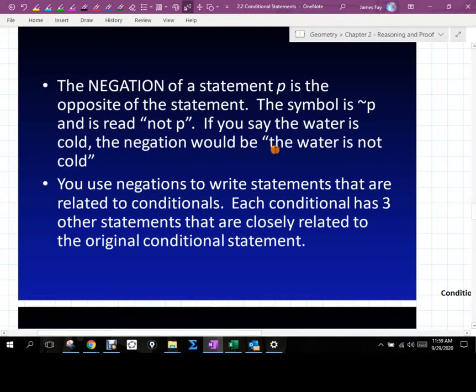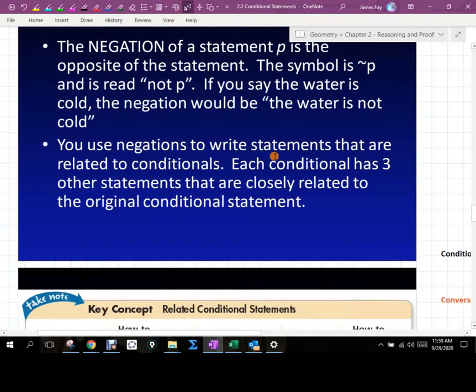But we use negations to write statements that are related to conditionals. It says each conditional has 3 other statements that attach to it, and we're going to be interested in their truth values. Have you ever been asked a question, and I see this on ACTs all the time, even in exam questions? So let's say if an angle is not an acute angle, then it is not 50 degrees. Do you have trouble answering that question because of all the nots that are in there?